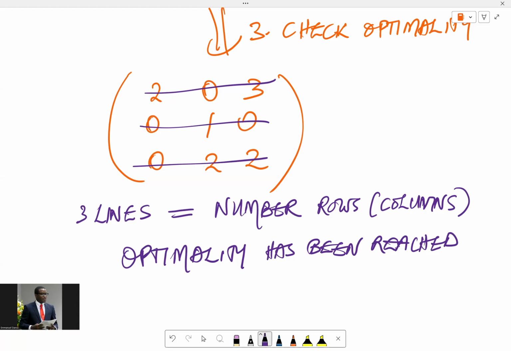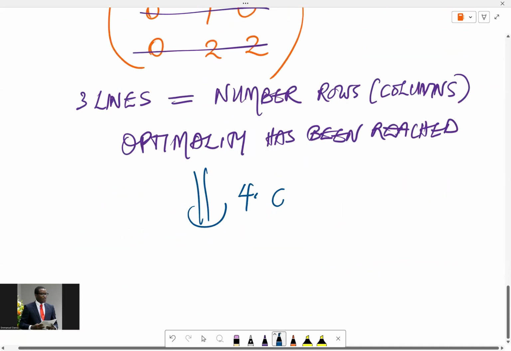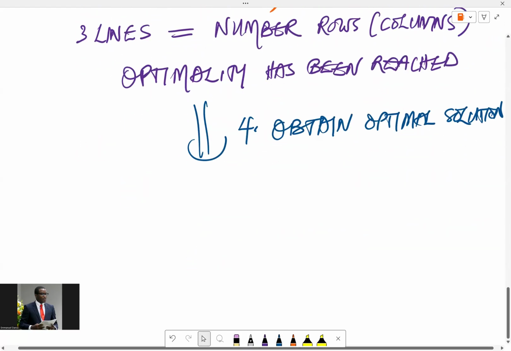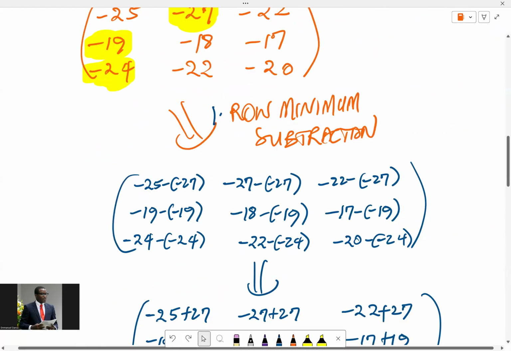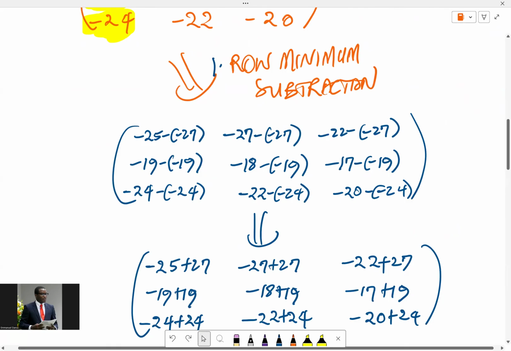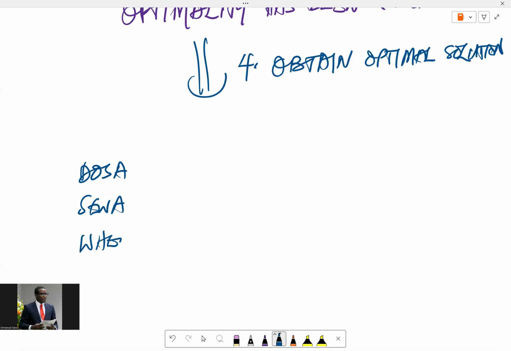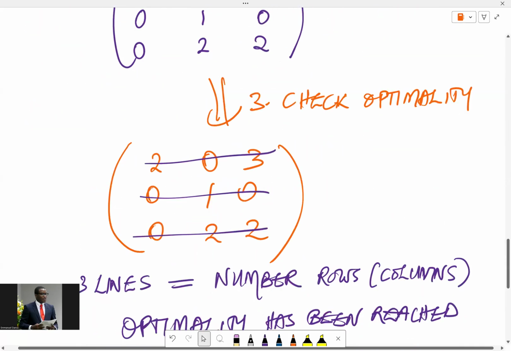So the next thing we have to do is obtain the optimal solution. So that's the next step now. In that case, we write out what we currently have. We bring the original situation, you go back to what you started with. Dosa, Sewanu and Huenu are the men. And then for the women, we have Medese, Kwendo and Dona.